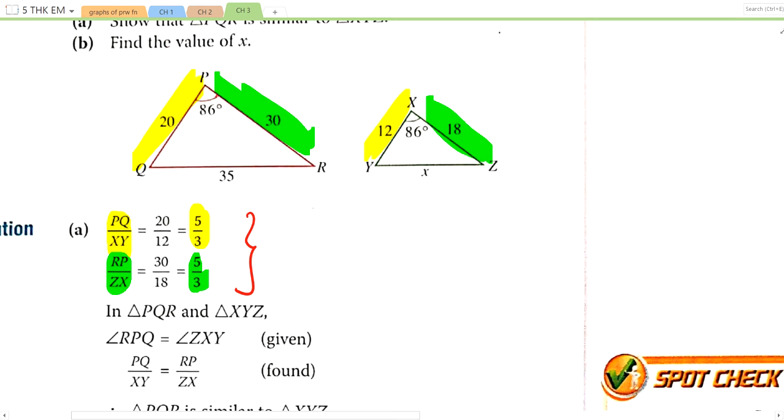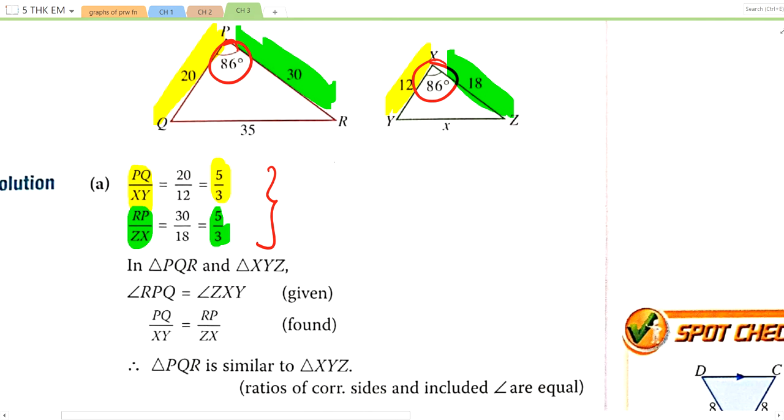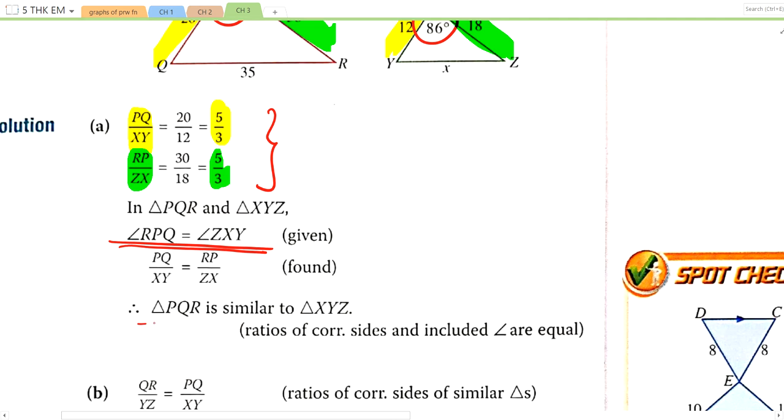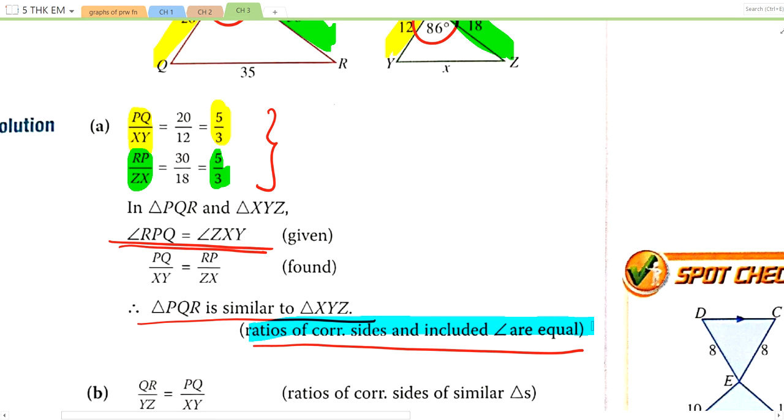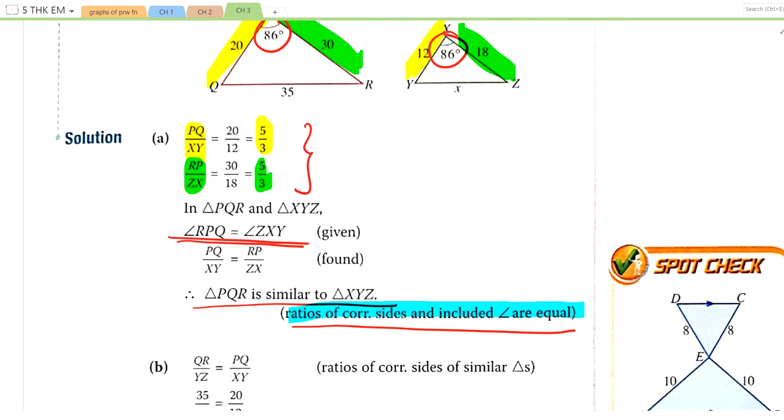The angle that is included, it is 86 and 86. So since we've got the ratio of two sides being the same and the included angle is also the same, we conclude these two triangles are similar: ratio of corresponding sides and included angle are equal. So this is our test that we need to quote. Just write this down. Ratio of corresponding sides and included angle are equal. Just take note that we only need two sides in this case.